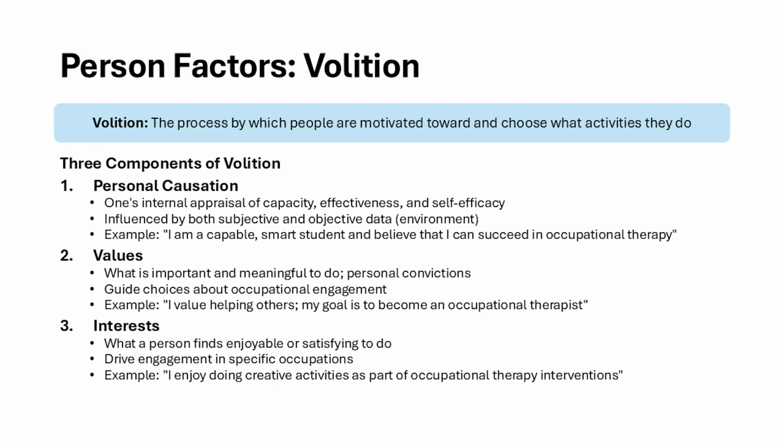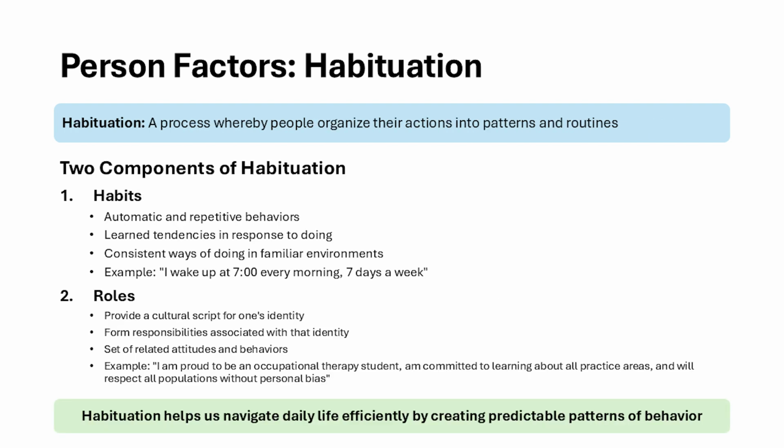Personal causation, values, interests. What about habituation? Habituation is how we organize our actions into patterns and routines. It's what makes daily life manageable without constantly deciding every little thing. Our autopilot mode, kind of? Sort of, yeah. It has two components. Habits, those automatic behaviors we learn through doing, like waking up at the same time every day. Okay. And roles. Roles give us a sort of cultural script for behavior, shaping our identity and responsibilities, like the internalized role of being a dedicated OT student.